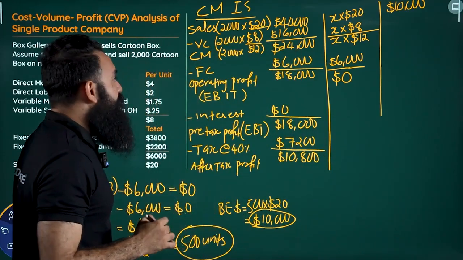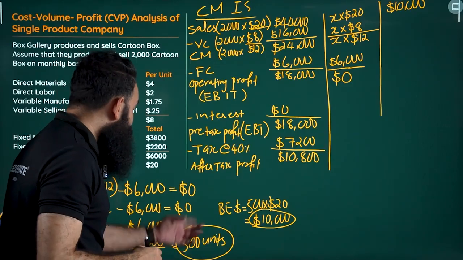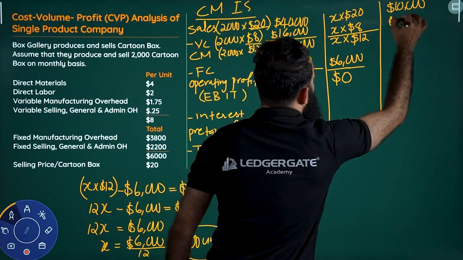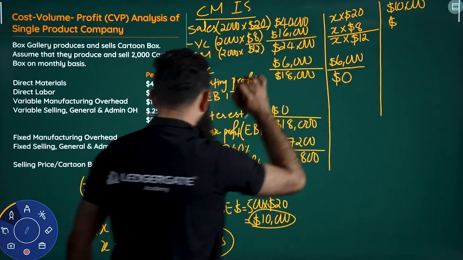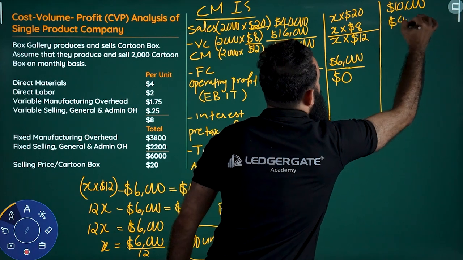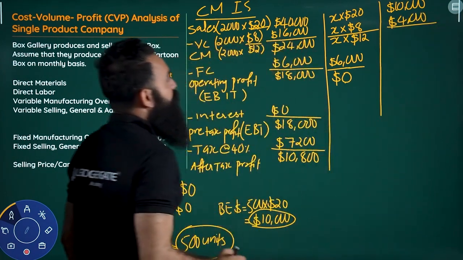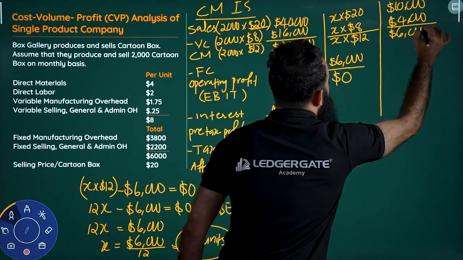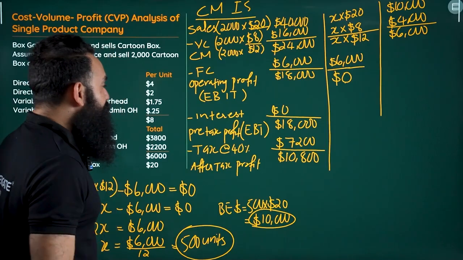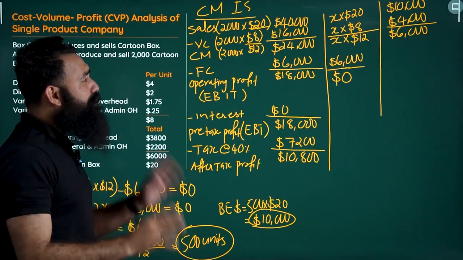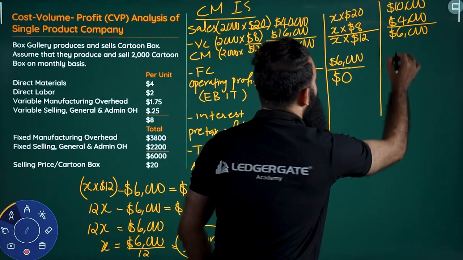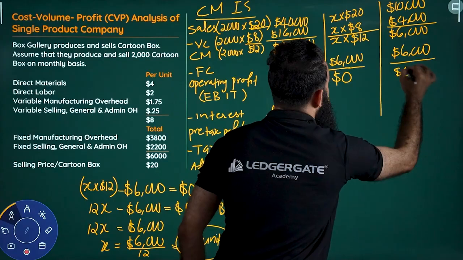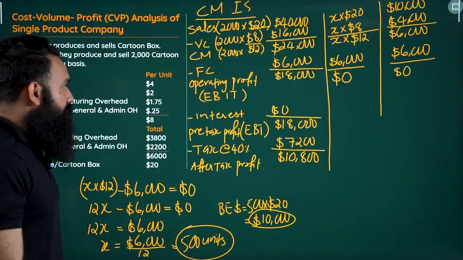From that 10,000, you have to deduct the variable cost. So for 500 units, you have to calculate the variable cost. 500 into $8 equals how much? $4,000, right? And from the sales, you deduct the variable cost. You'll get a contribution margin of 6,000. From this 6,000, what are we going to deduct? Fixed cost. That will be the same in every case. So we deduct this 6,000 from this, and our profit will be 0. Our answers are correct, right?